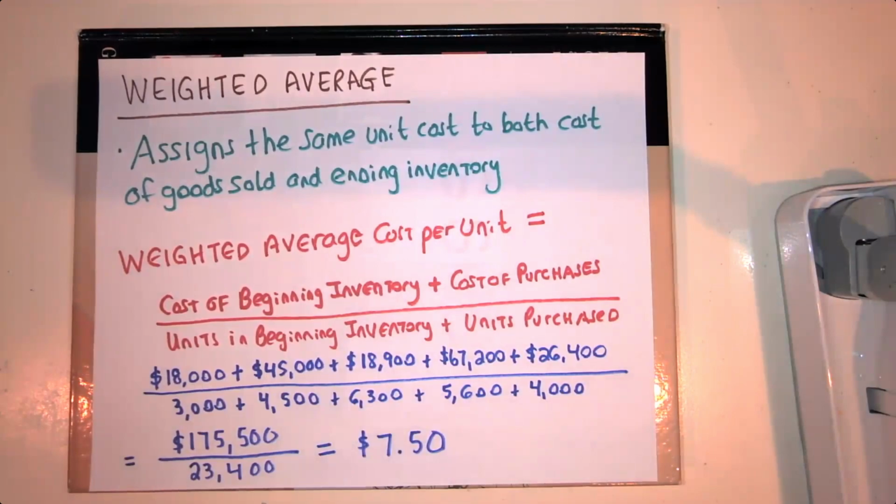What we're saying is every unit we've got, we will assign a cost of $7.50 to. Now, before I take this page away and we do requirements 3 and 4 of the problem, are there any questions? You have to be able to do that, or you can't apply weighted average. Any questions on what I did there?